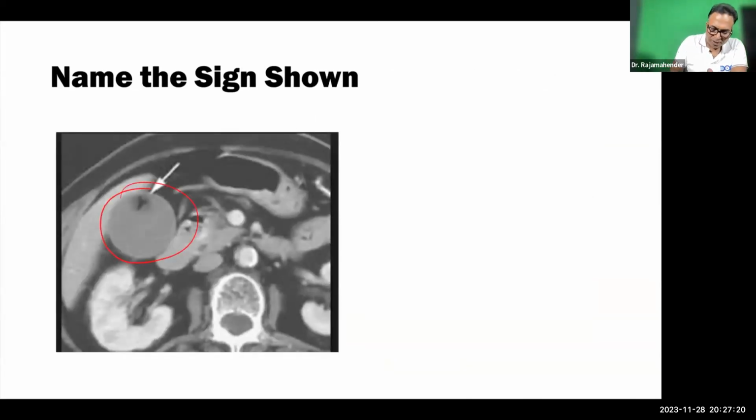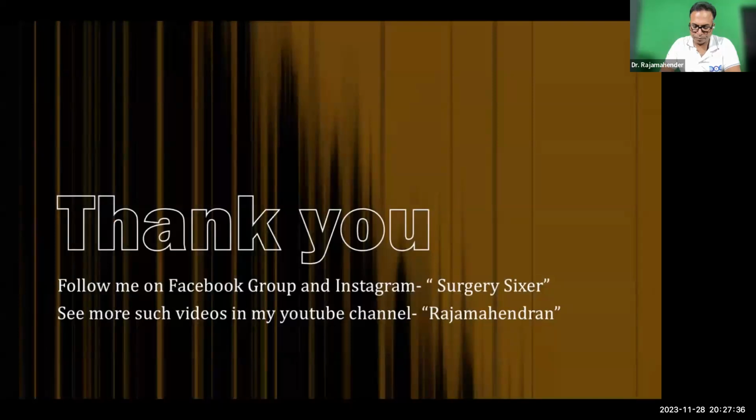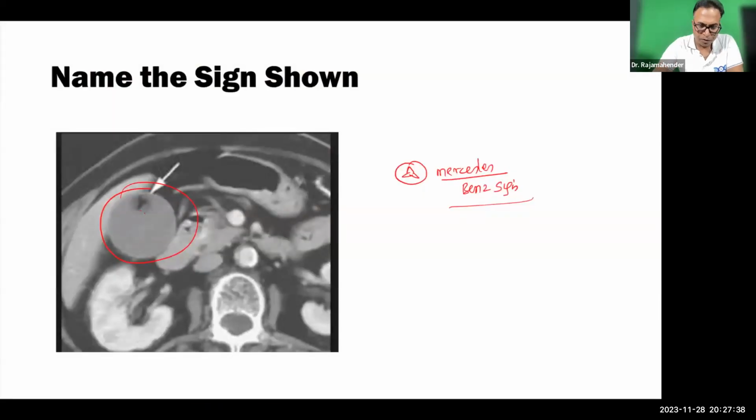In the gallbladder, you are seeing a stone with air. What is this air known as? This is called the Mercedes-Benz sign. Mercedes-Benz sign is a sign of air in the gallstone. Okay, this is about obstructive jaundice.